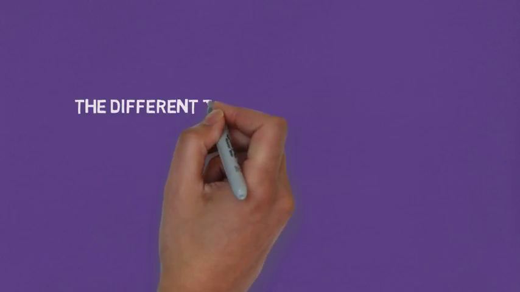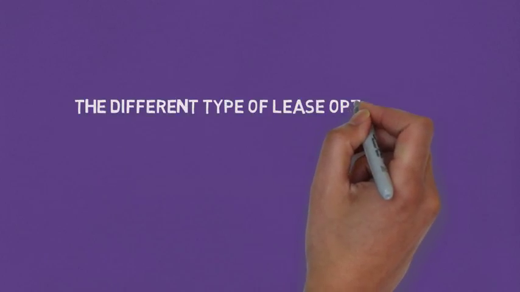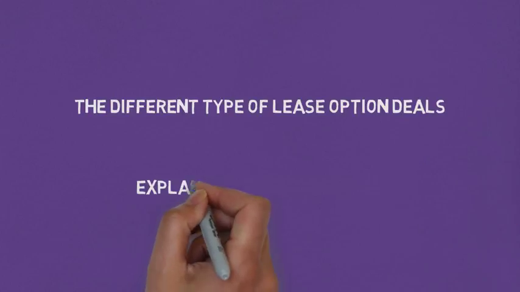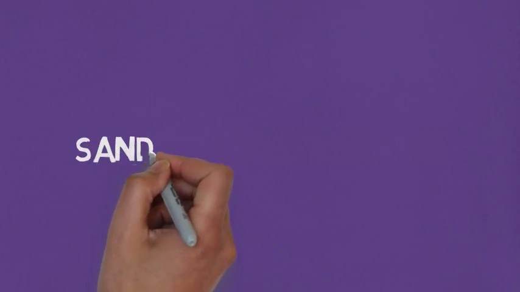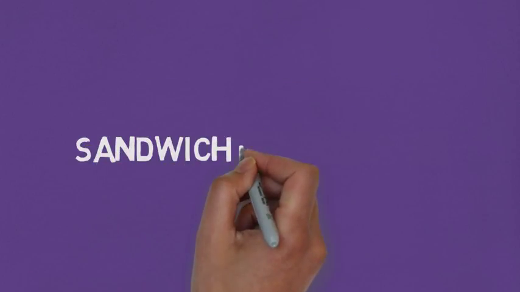So with that said, let's jump into some of the definitions of the different types of options. Now the first type of option is what I would call a sandwich lease option. And a sandwich lease option, think about a sandwich that you're in the middle. So here's what it is.